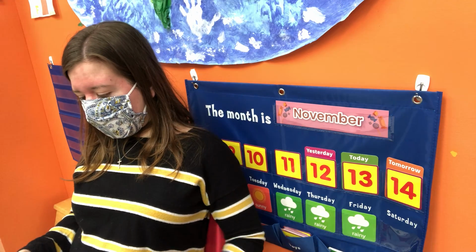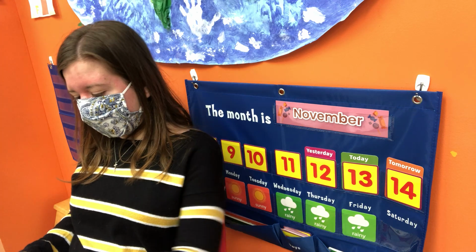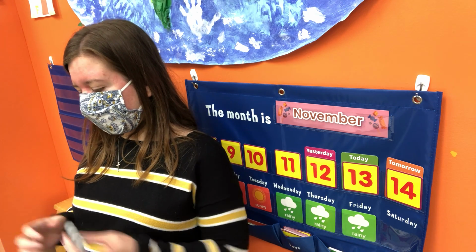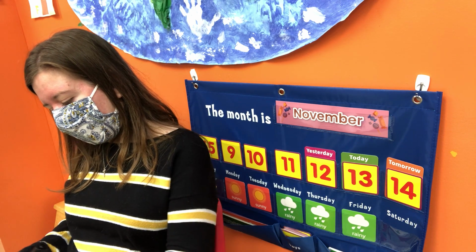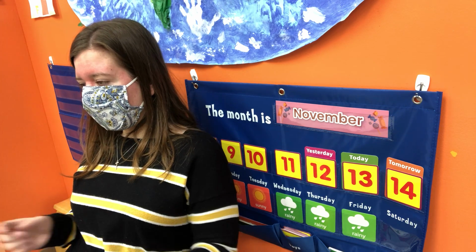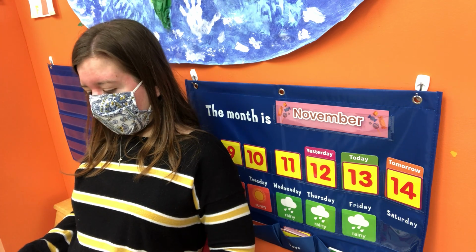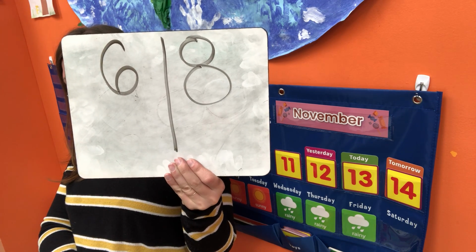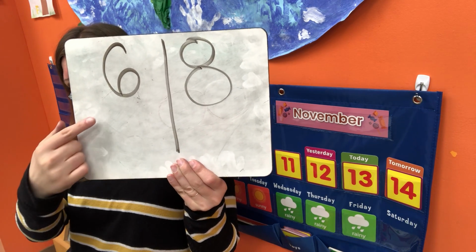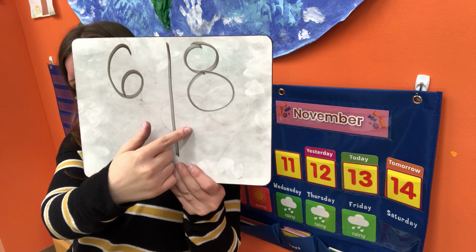Good. I'm going to write a different number. A giant number, a super number, maybe like 100 million. Okay, let's see this number. So, what numbers do I have here? Six and eight. So what number is this? Six. And this is? Eight.